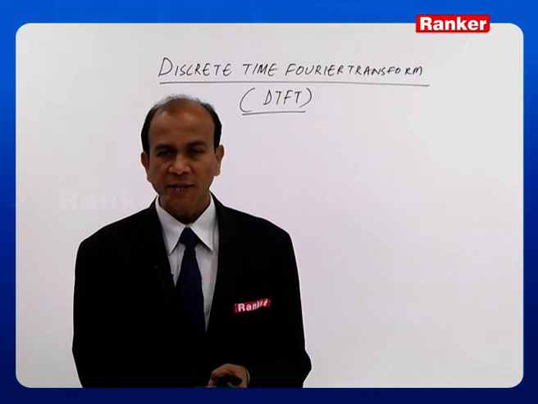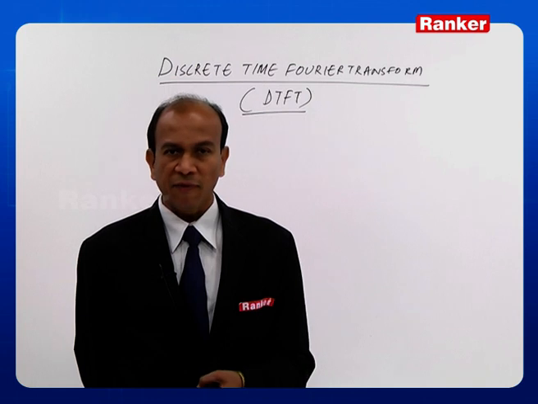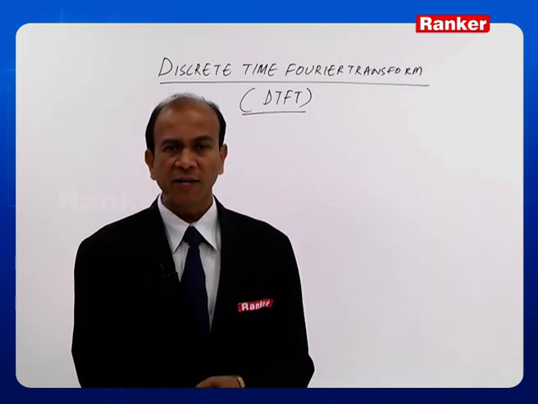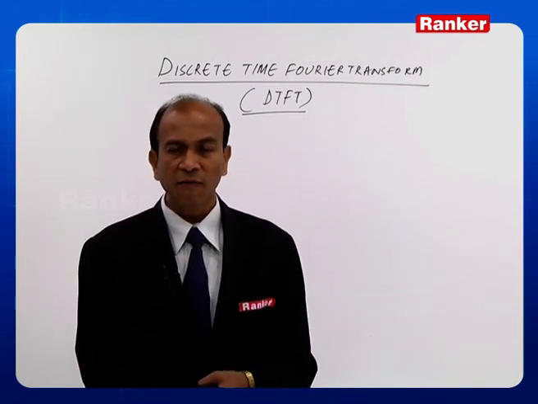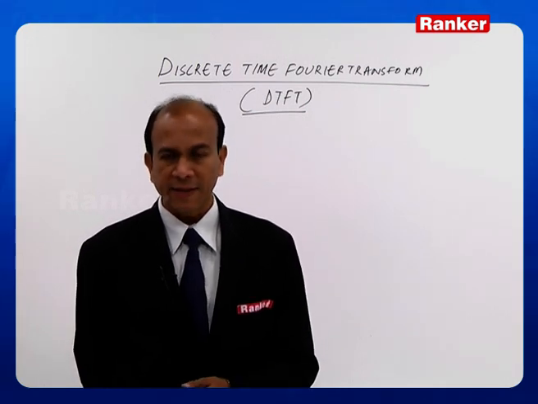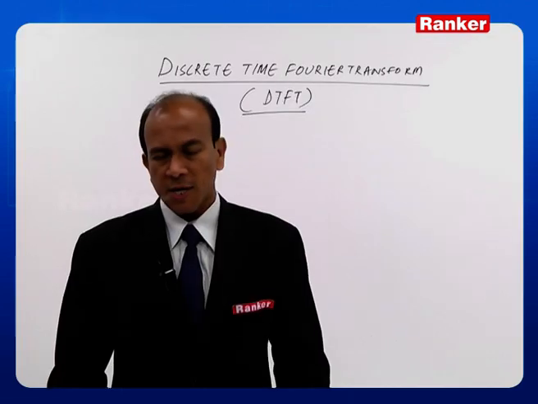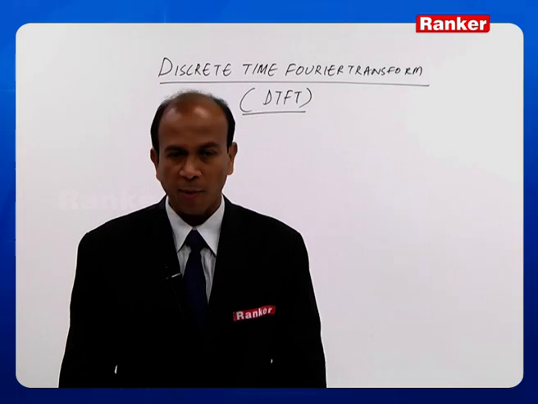So x of n has a discrete time Fourier transform X of e to the power of j omega, that we already know. Then x star of n, the complex conjugate, will have a discrete time Fourier transform equal to X star of e to the power of minus j omega. That is what this property says. The important note here is that the real part of X of e to the power of j omega is an even function of omega, whereas the imaginary part is an odd function of omega. That means the magnitude is an even function and the phase angle is an odd function. That is what we have to understand from this property.